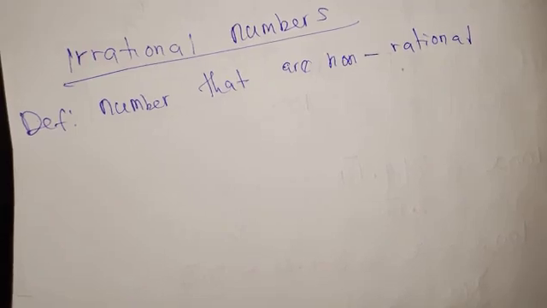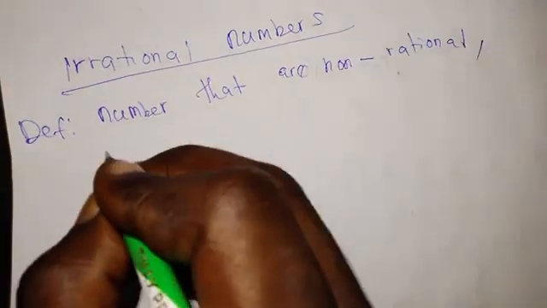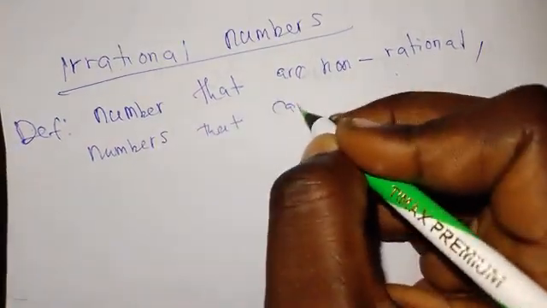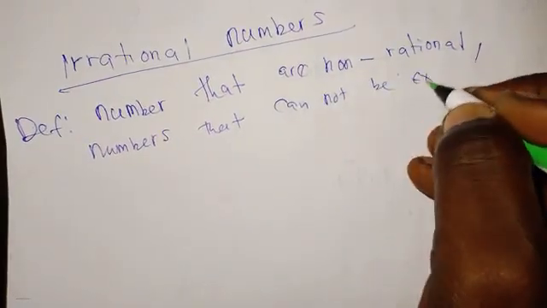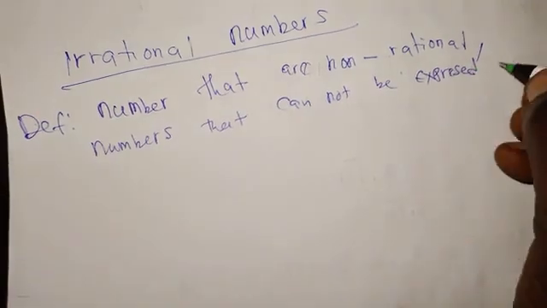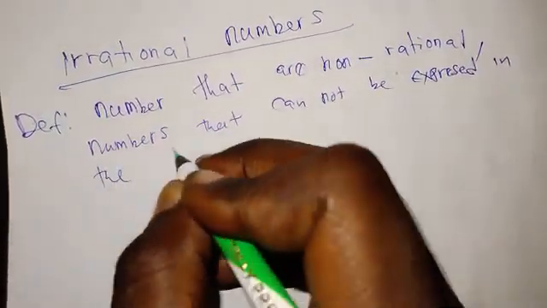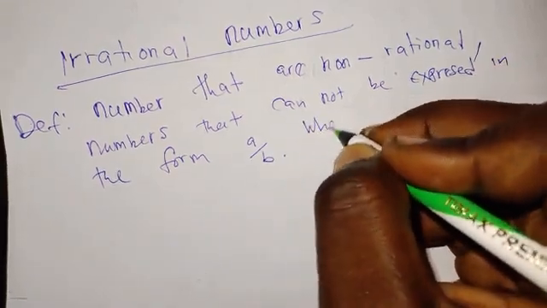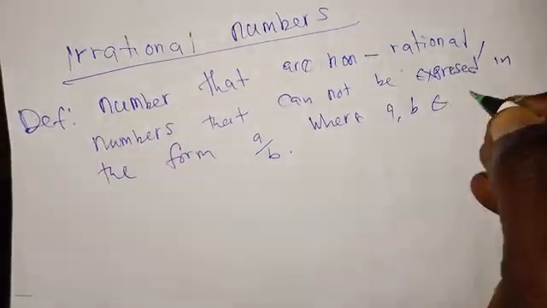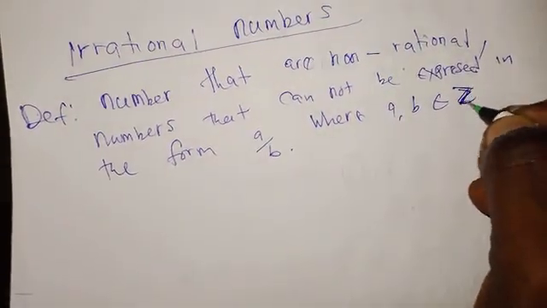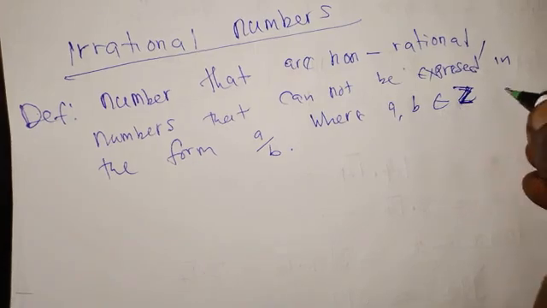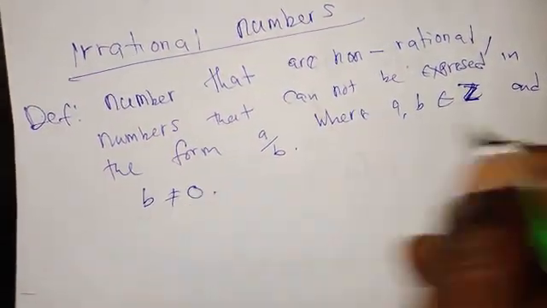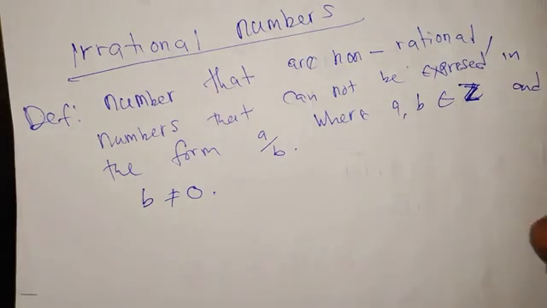By non-rational, we are simply saying numbers that cannot be expressed in the form a over b, where a and b are members of the integer set. I believe we know how to write the integer set, it is just Z, and b is not equal to 0. That's the definition of irrational numbers.